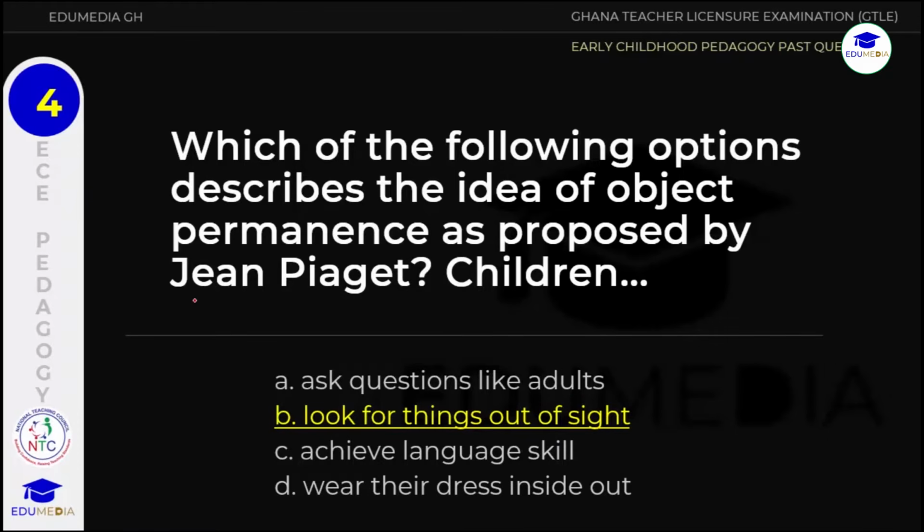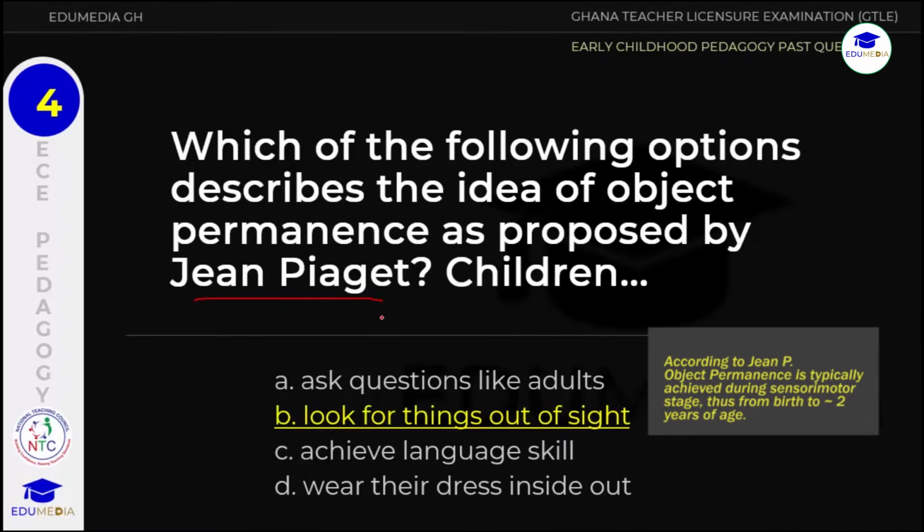Now, according to Jean Piaget, object permanence is the understanding that objects continue to exist even when they cannot be seen, heard, or otherwise sensed.